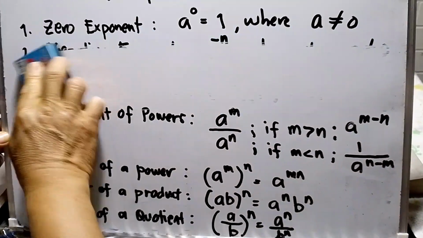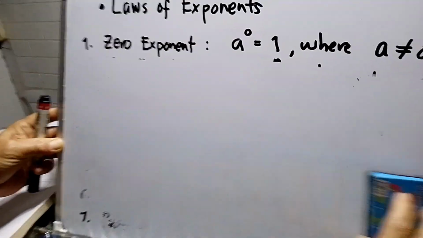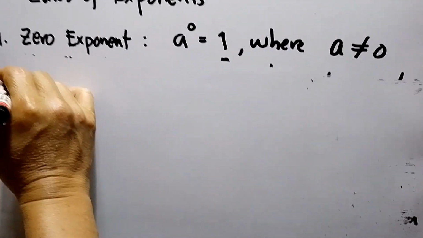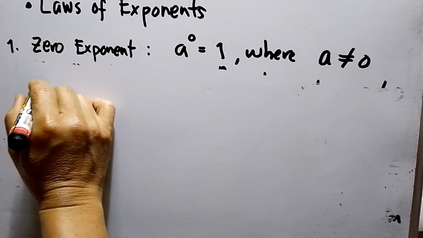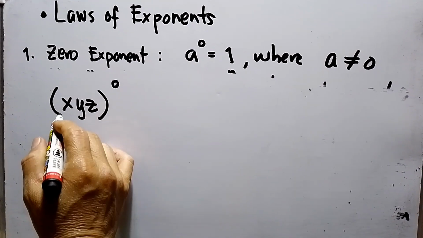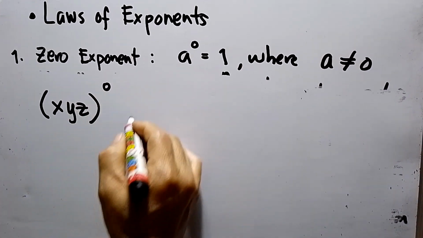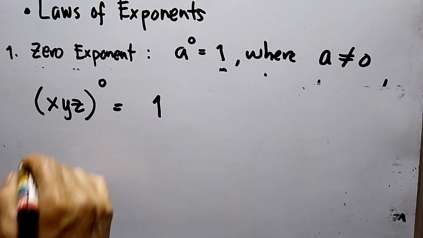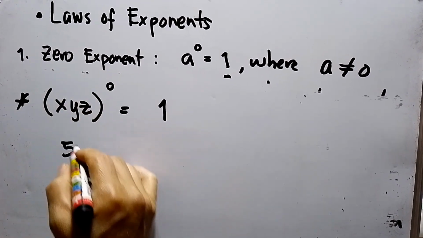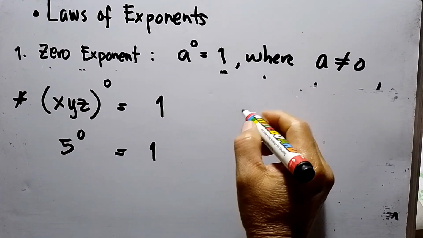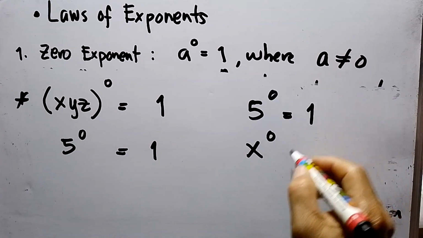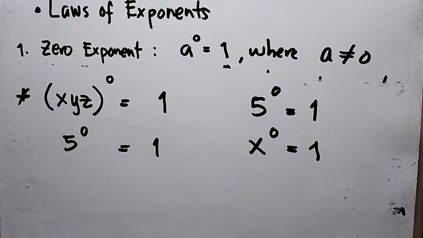Now I start from number 1. If a is raised to 0, okay, I have here brackets x, y, z raised to 0. So this will be equal to 1. Next, 5 raised to 0 is equal to 1. Any number or any variable raised to 0 is always equal to 1. That's law number 1, zero exponent.